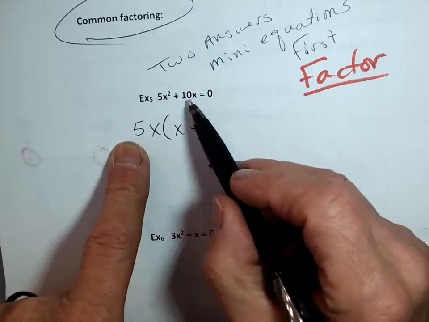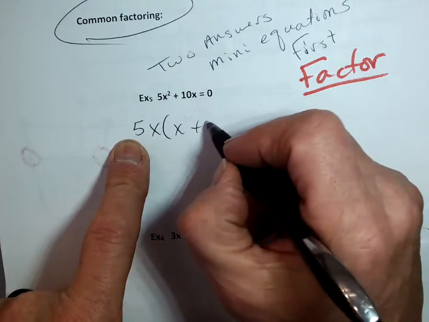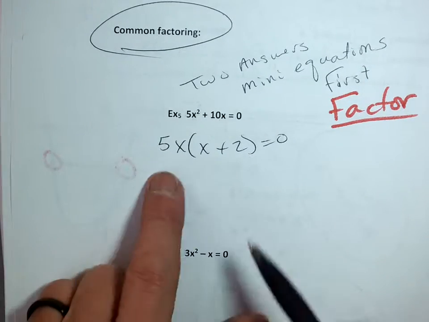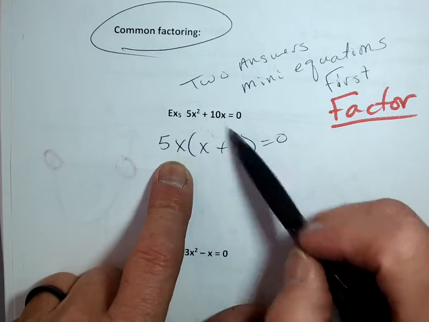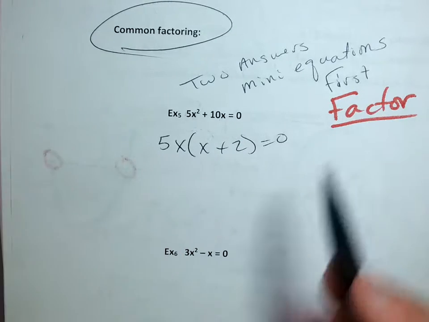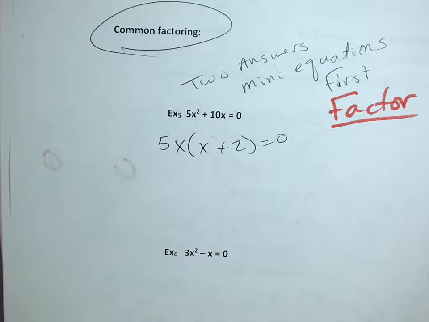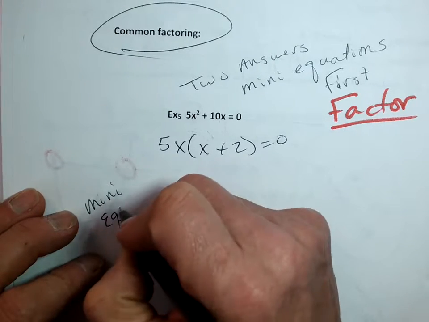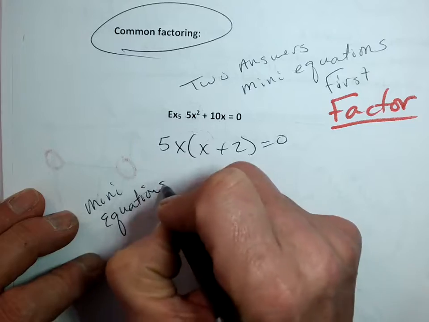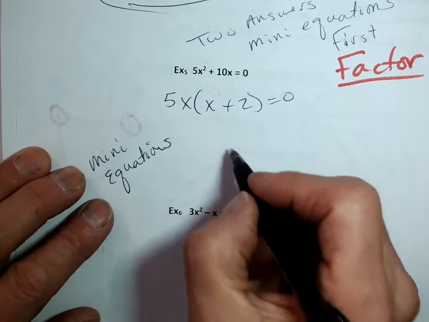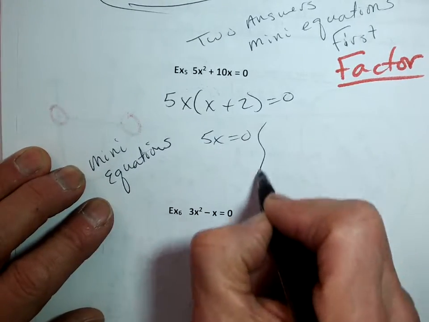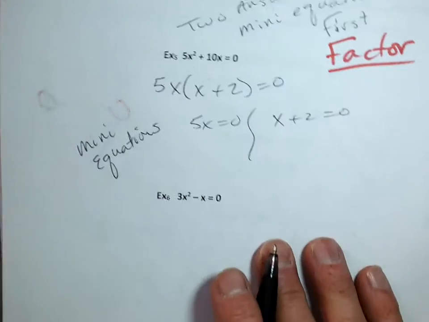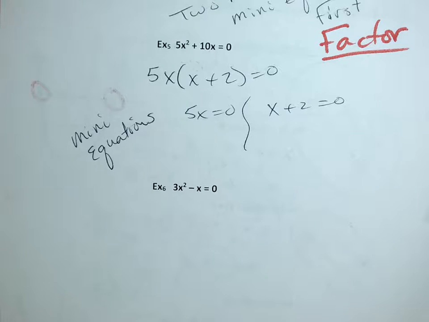Plus, 5 goes into 10 2 times, equals 0. And you can go back and double check. There's my 5x squared and my 10x, right? So now I have my mini equations. So now I can set it up, okay? I'll go 5x equals 0 and x plus 2 equals 0, right?